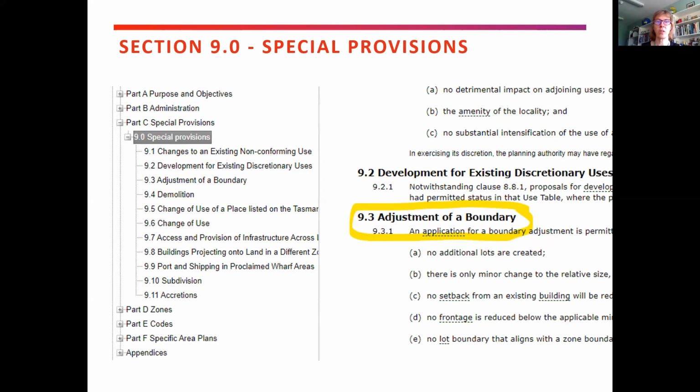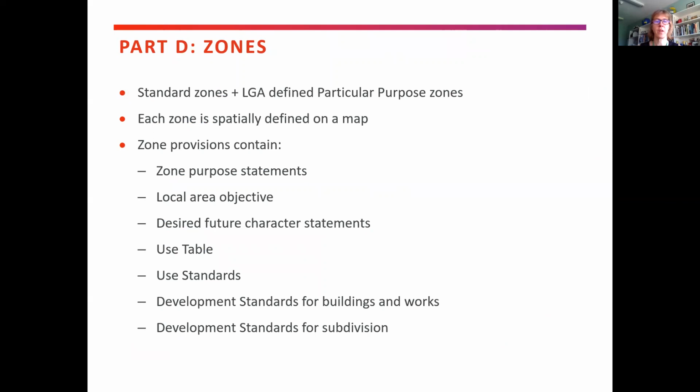So if you're not actually making any additional lots and it's just a really minor change, and you're basically not really changing anything in that adjustment, then you might not need to go through the whole rigmarole of getting a planning permit. So just some important checks to be aware of.